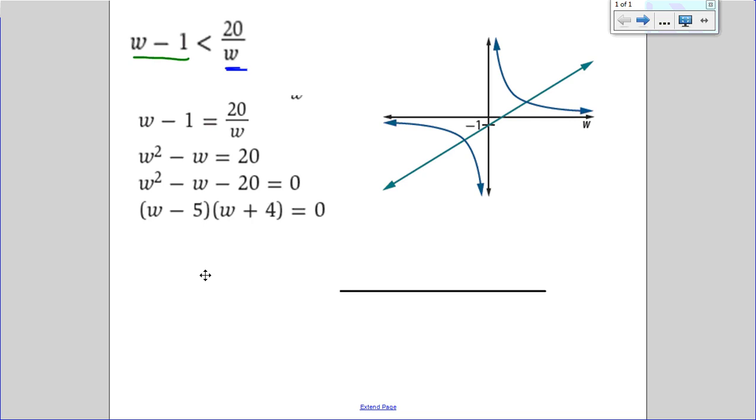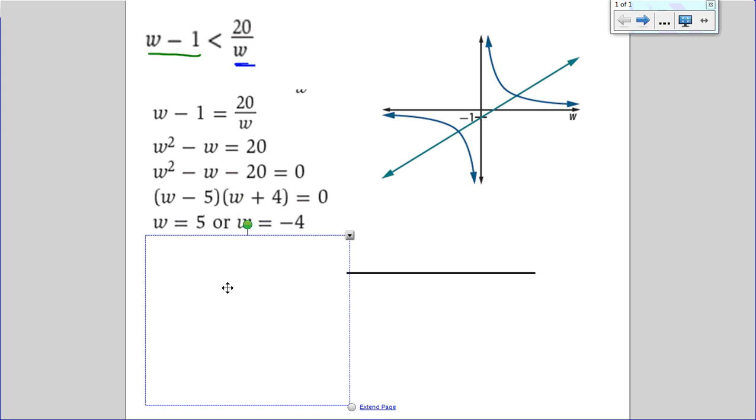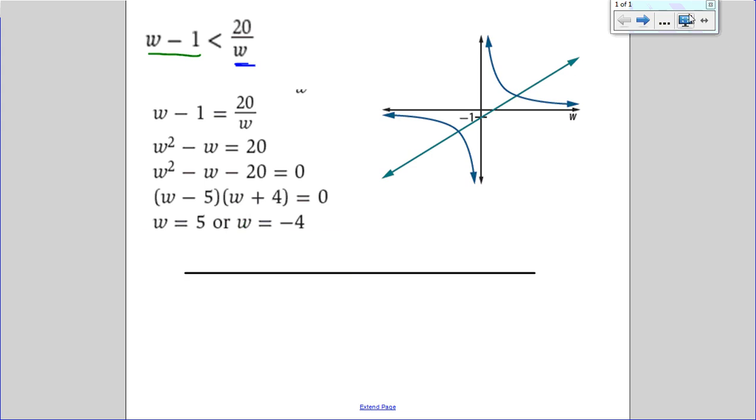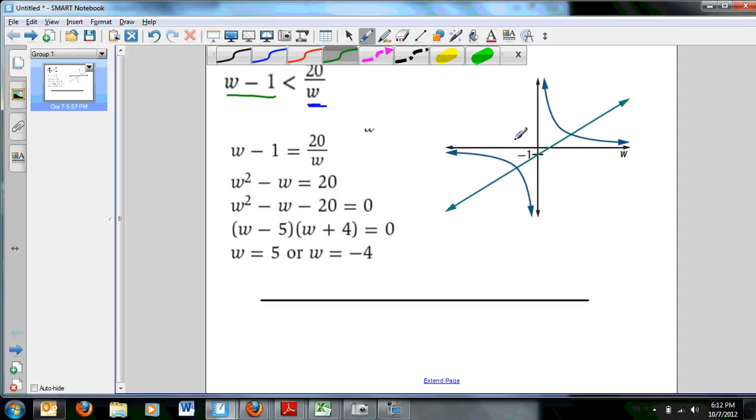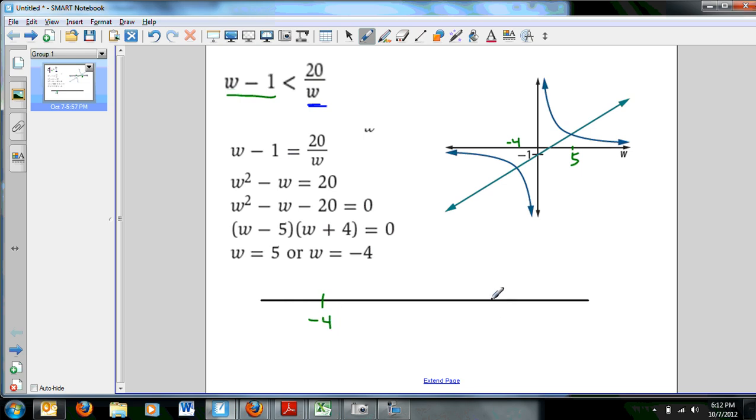From here, I can find my two intersection values. I want to set each parenthesis equal to 0. So w equals 5, w equals negative 4. So that gives us our intersection. I know from this picture now that this one is a negative 4, and here's my 5. But from there, I can't just shade in between a negative 4 and a 5. Now those will go on my number line here. There's my negative 4, and here's my 5.